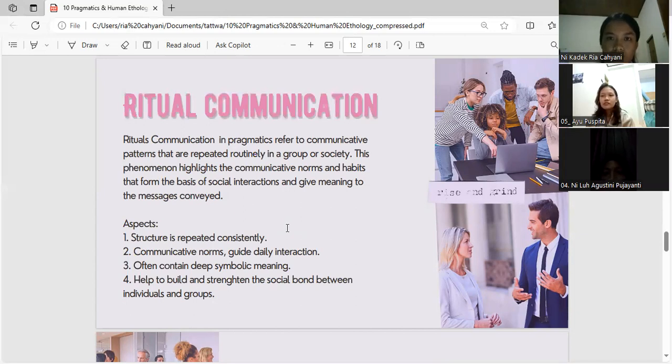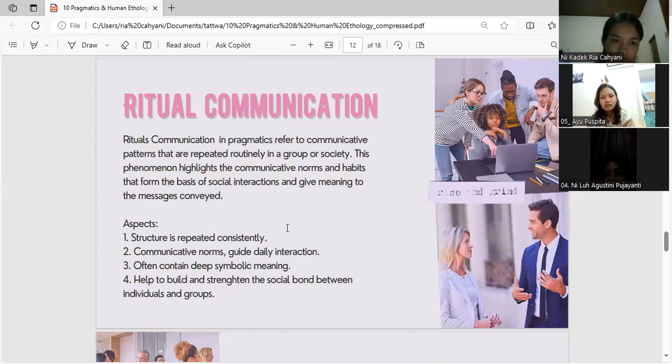The first one, repetitive structure. In communication, rituals have a structure that is repeated consistently. This may include the use of particular language, speech patterns, or the sequence of actions expected and followed by group members. And the second one, communicative norms. These rituals include communicative norms that guide daily interactions. These norms can include how to speak, use of language, or etiquette in an environment.